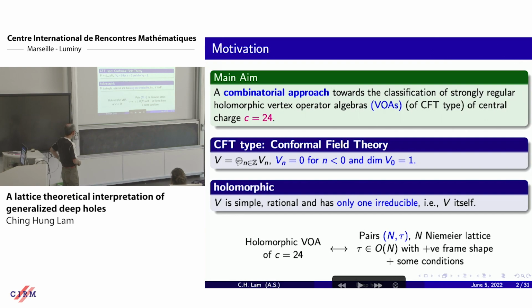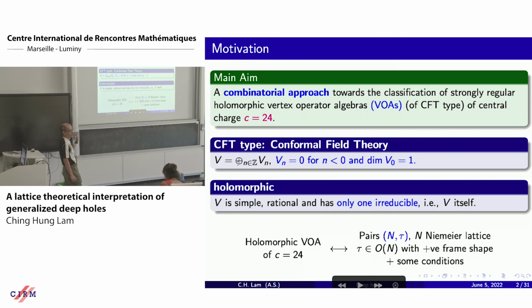What I am trying to explain to you is this kind of correspondence. Holomorphic VOAs of central charge 24 will have a one-to-one correspondence with some kind of pairs. The pair contains two things. One is the Lie lattice, by which I mean an even unimodular lattice of rank 24 with roots. The Leech lattice is not in this picture.